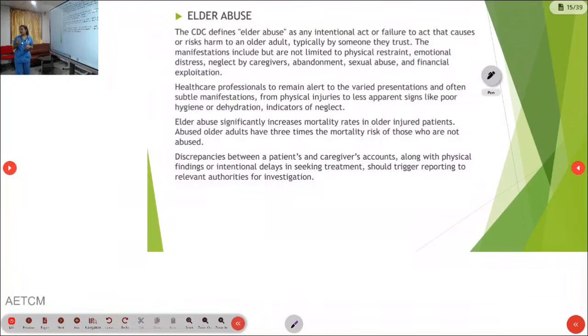So it's our responsibility as healthcare professionals to remain alert. Since elder abuse can have varied presentations, it can be a subtle manifestation, from physical injury to less apparent signs like poor hygiene or dehydration, which could be an indicator of neglect. Elder abuse increases the mortality rate in older injured people. Abused older adults have three times the mortality risk of non-abused.